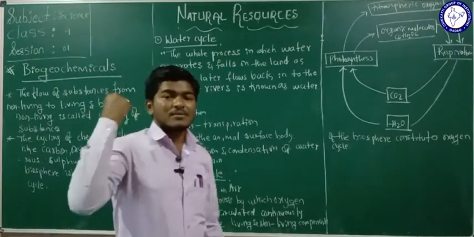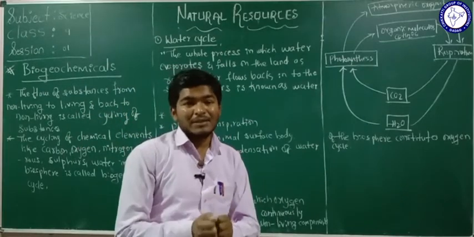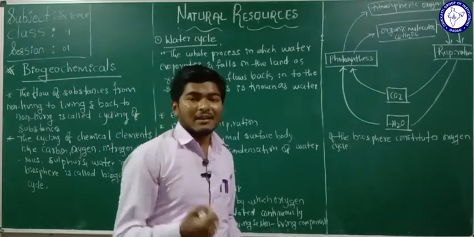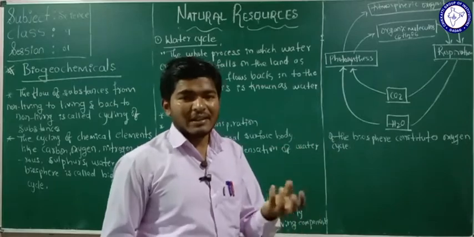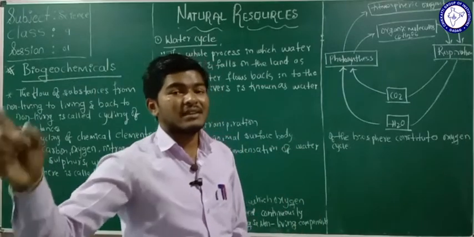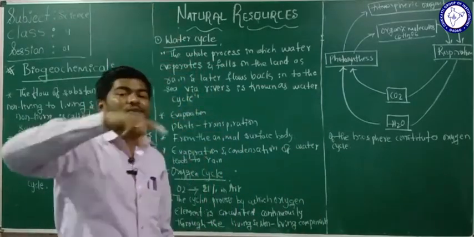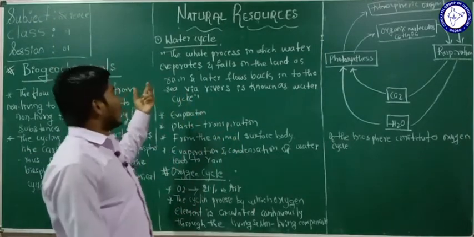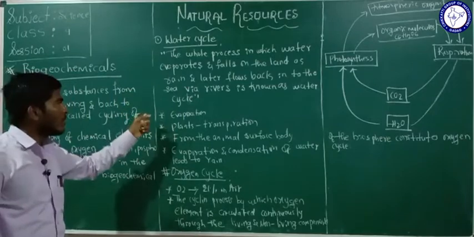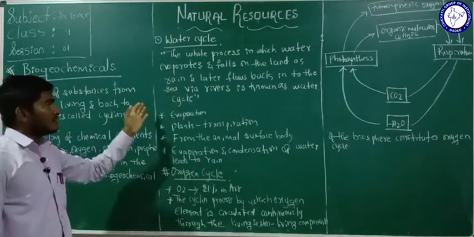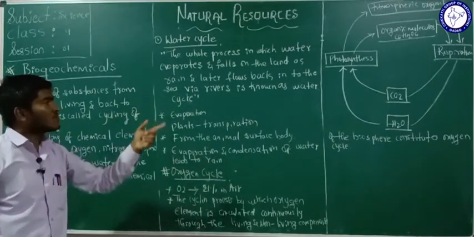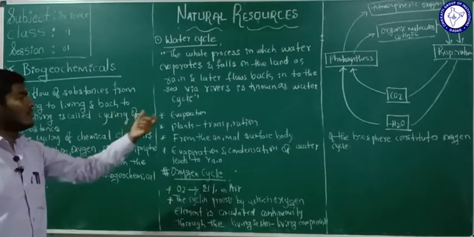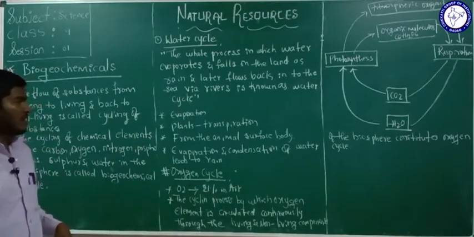The water which comes from the rain will be collected by the rivers, and the water present in the river again goes to the sea here. So the continuous flow of this water is known as the water cycle. The whole process in which water evaporates and falls on the land as rain, and later flows back into the sea via rivers, is known as the water cycle.